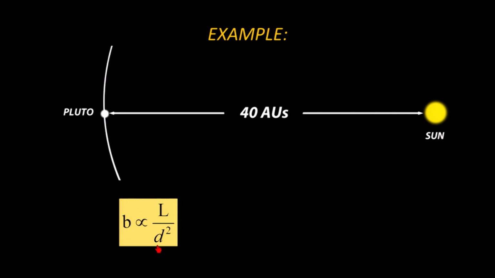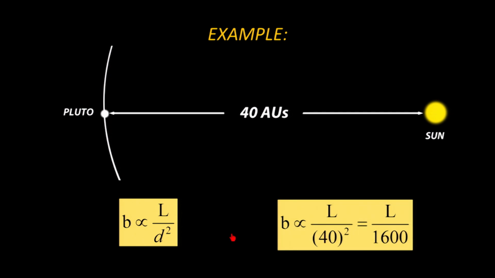So if somebody were standing on the Earth looking at the Sun and looking at its appearance of brightness versus somebody standing on Pluto looking at the Sun and judging its appearance of brightness, what we would do is plug in 40 because you are 40 times further away. Now 40 squared is 1600.